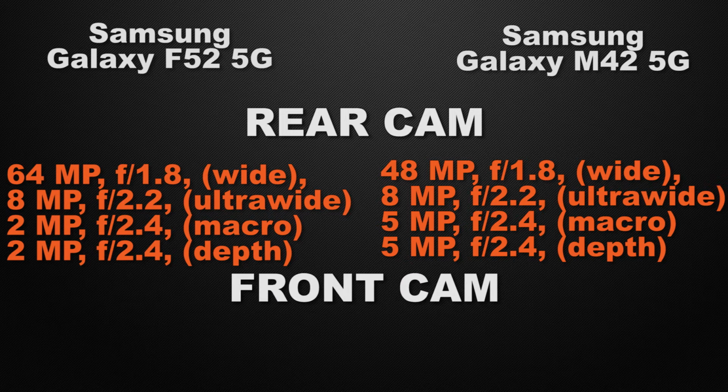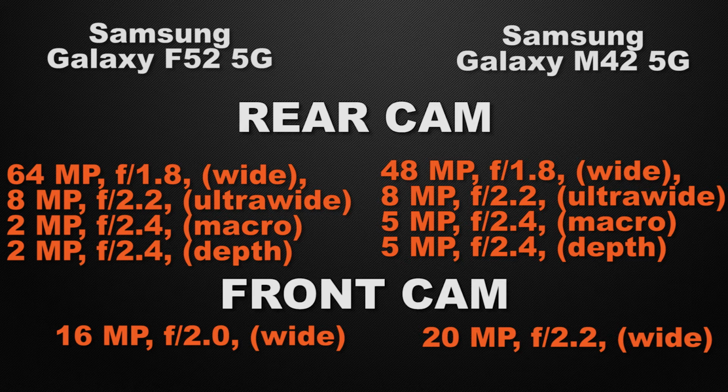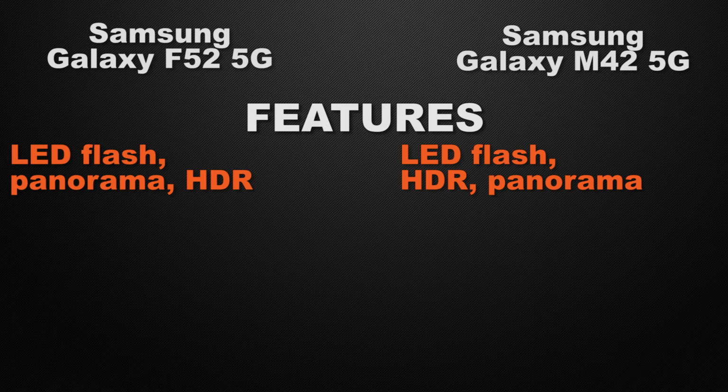And about the front camera of the devices, F52 has a 16 megapixel wide camera, M42 has a 20 megapixel wide camera. So the winner here is F52 because it has a low aperture, which helps to capture low noise photos in low light conditions. Let's talk about the camera features of the devices. F52 has LED flash, HDR and panorama, M42 has LED flash, HDR and panorama, so it's a tie.